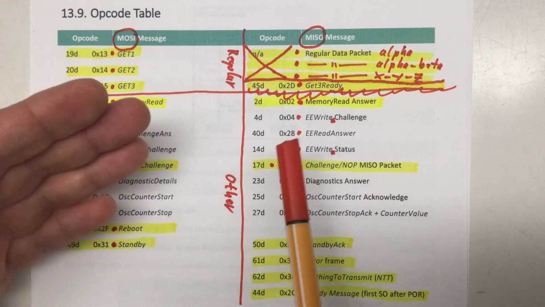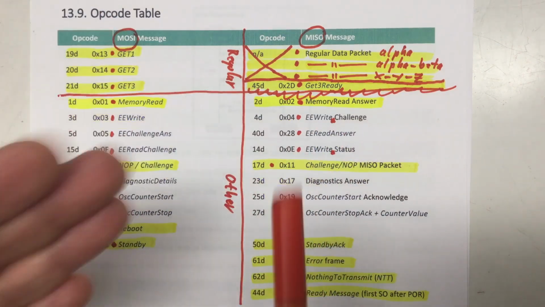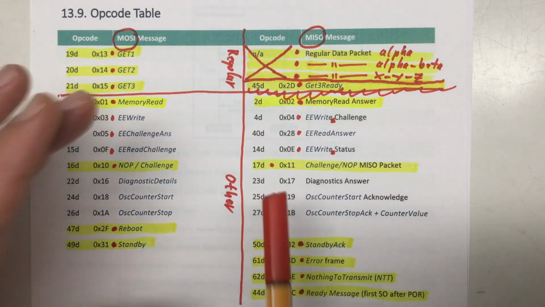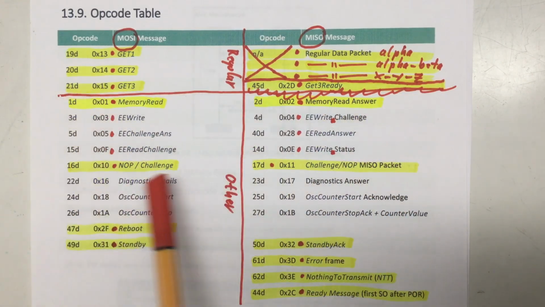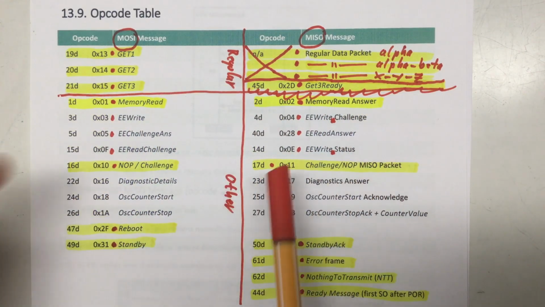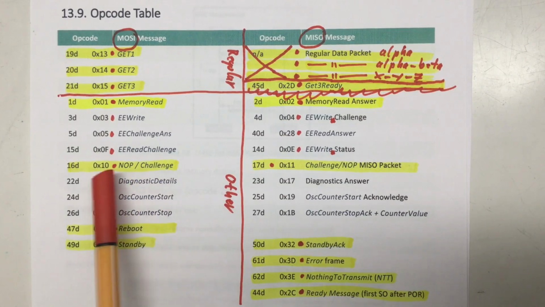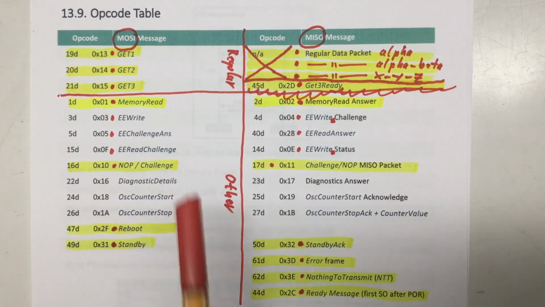Just to give you an overview of what the fates have in store for us. To write to that EEPROM, we need to implement a total of 6 messages, and we will also need the good old NOP message, which we already implemented.